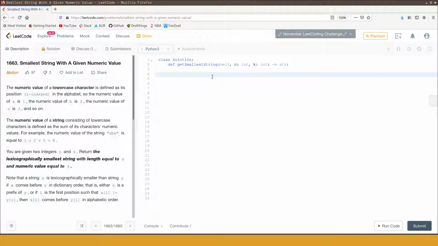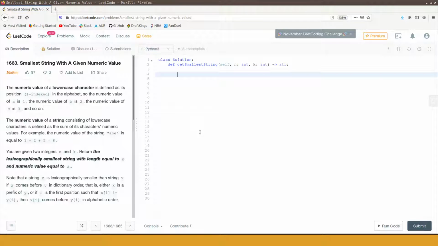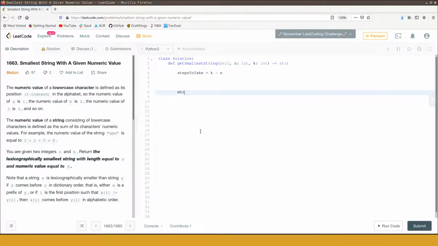Okay, so how many times do we have to do this add 1 step? Well, we have to do this K minus n times. Let's store this in a variable, steps to take. That is K minus n. So I have a while loop that says, while I still have more steps to take, I have to do some action. While this is not equal to 0, I am doing something. And at each step, I just need to make sure I decrement it by 1.